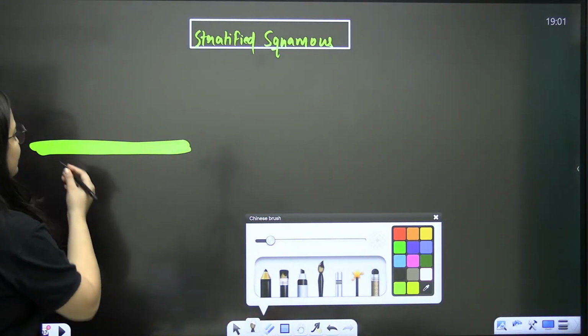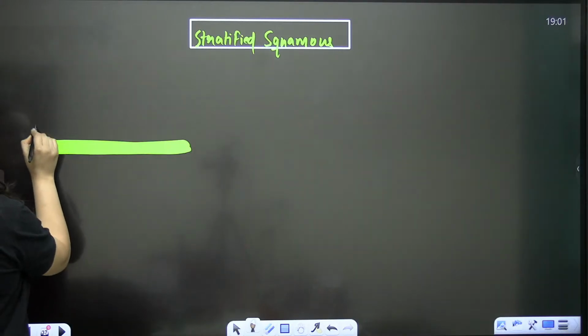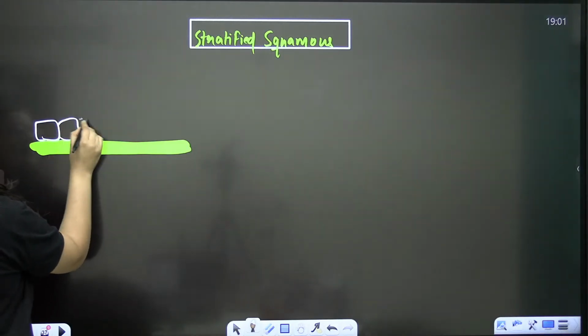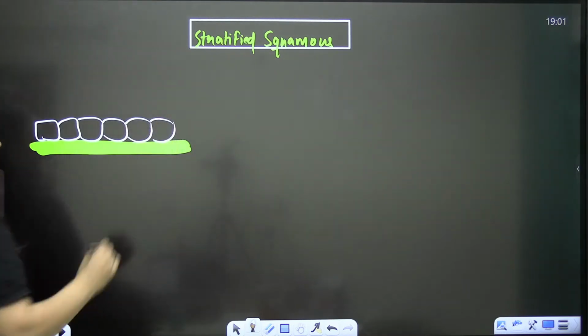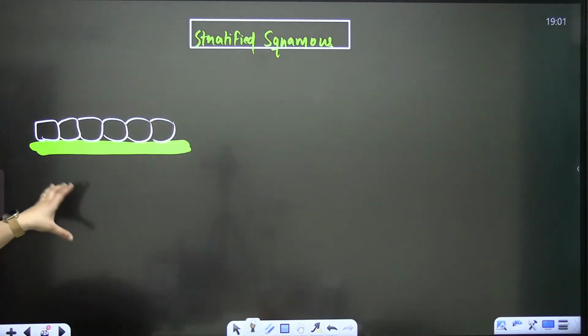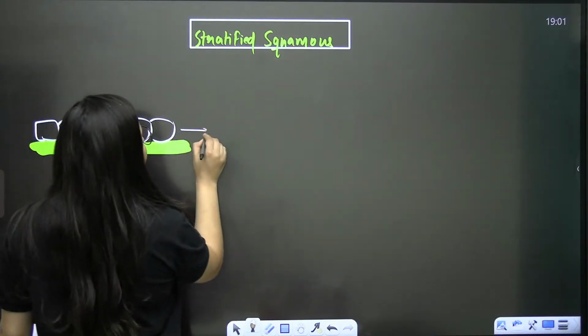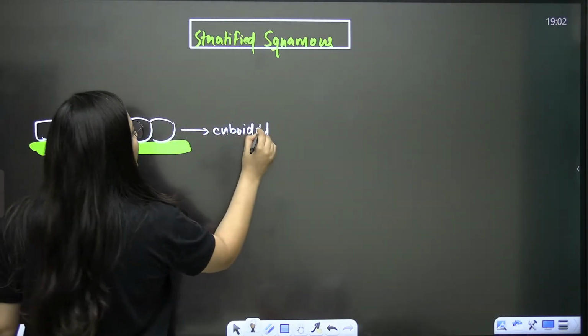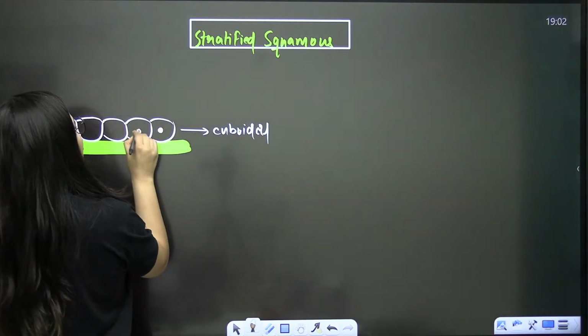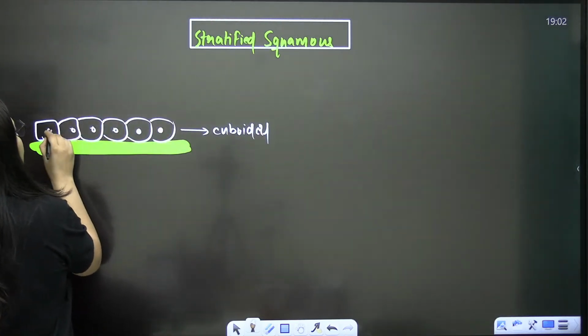Okay, so near to this basement membrane, here you will see some cube like cells. You are going to see some cube like cells. These are the cuboidal cells. Fine. Innermost layer is cuboidal.